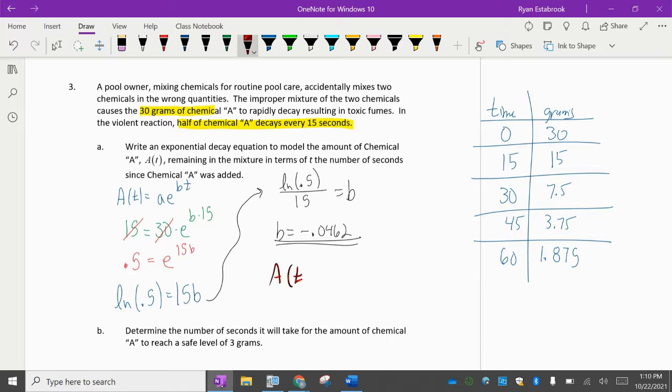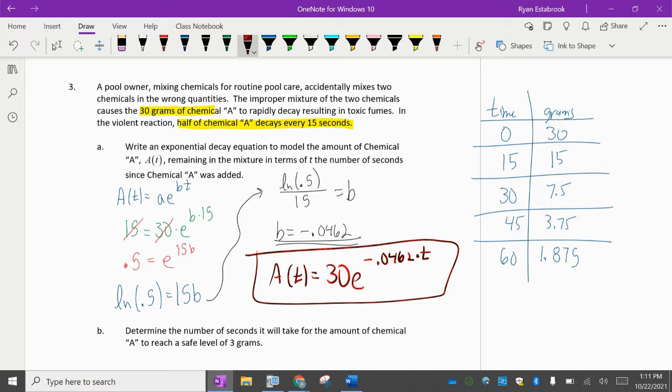All right, so I have enough information to say that A of t equals 30, that's little a, the initial amount, times e to the negative 0.0462, that's the b value, times time. So this is our general formula for this one. If I want to know how much of chemical A is left after like 5 seconds, I could plug 5 in for t. If I want to know how much hasn't decayed yet at, say, 50 seconds, I could plug 50 in for t. So I have a nice equation that can take me directly there.